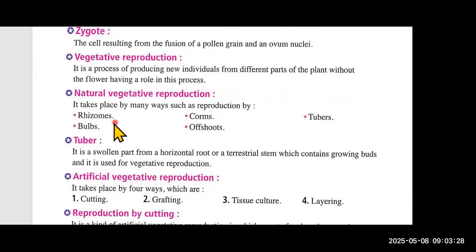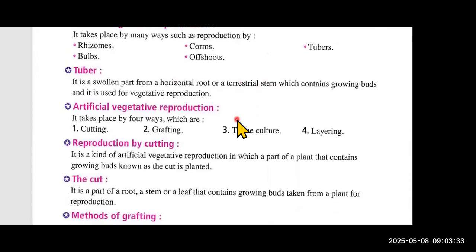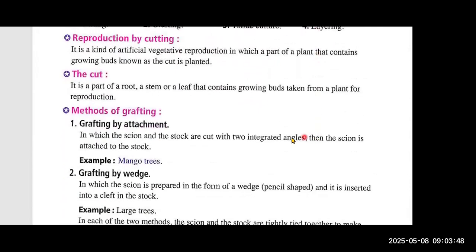Natural vegetative reproduction includes rhizomes, corms, tubers, bulbs, and offshoots. The tubers are the swelling part of a horizontal root or terrestrial stem, like sweet potato and potatoes. Artificial vegetative reproduction includes cutting, grafting, tissue culture, and layering.